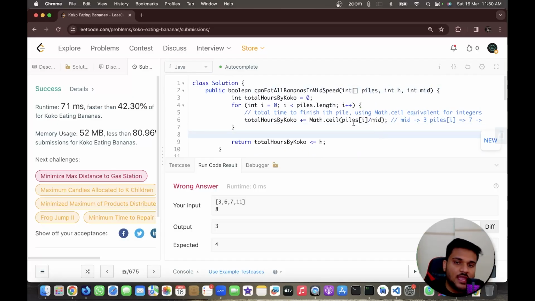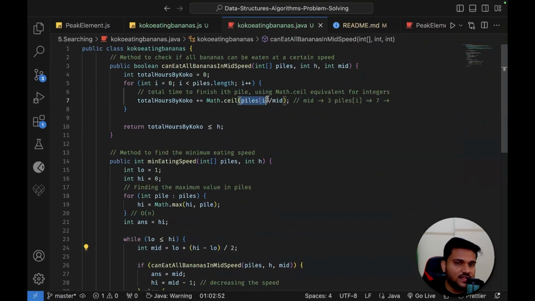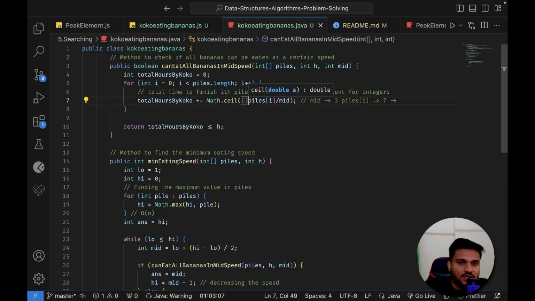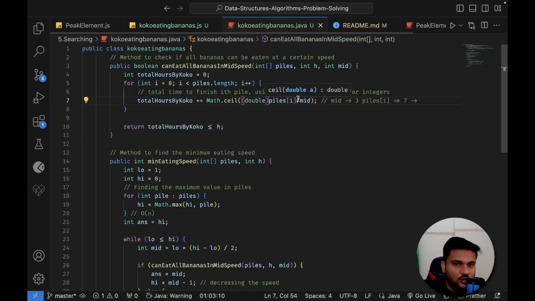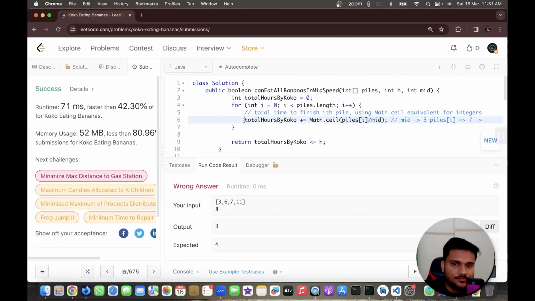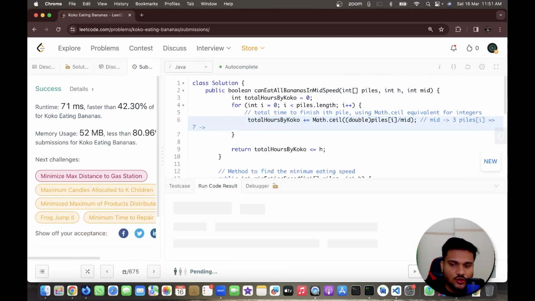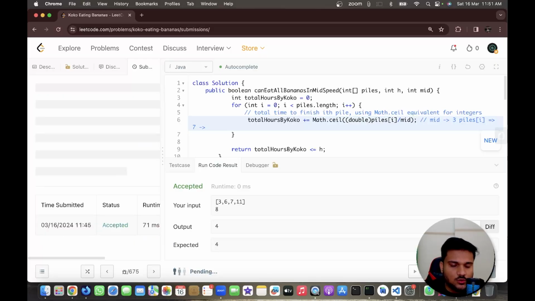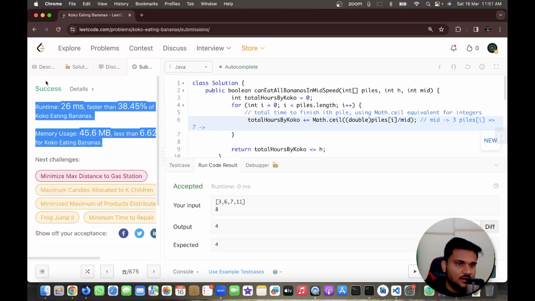Oh, my bad. Okay. Now in Java, if you do piles at I by mid, this will already give you a non-decimal value, right? Because if, let's say, you have 7 and you do 7 by 3, it is automatically going to give you 2. So to get a decimal value, you need to convert piles at I to double. If you run the code now, you can see it works and submitted properly.